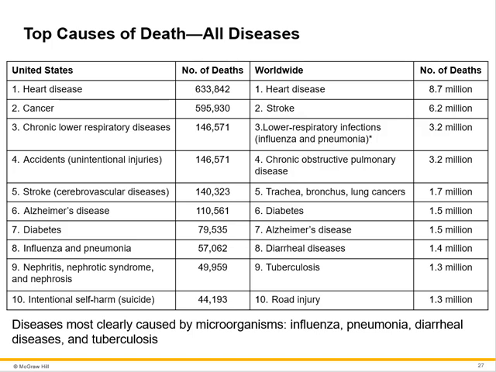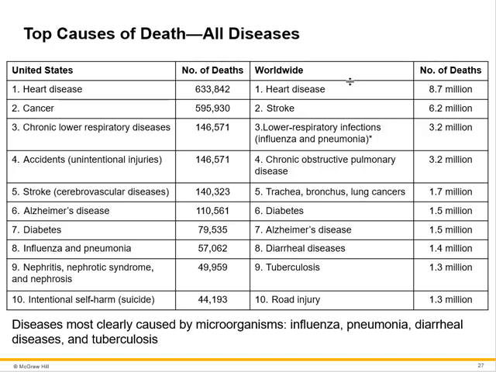The top 10 causes of death by all diseases is listed here. Again, I looked it up. It was CDC data published in 2016 for the year 2015, and the World Health Organization published in 2017 for the same year, 2015. So this is way before COVID. You can see heart disease and cancer, chronic lower respiratory diseases, accidents, unintentional injuries, stroke, Alzheimer's disease, diabetes, influenza and pneumonia, nephritis, nephrotic syndrome, and nephrosis, so kidney diseases, and intentional self-harm, suicide. Those are in the top 10 for the United States.